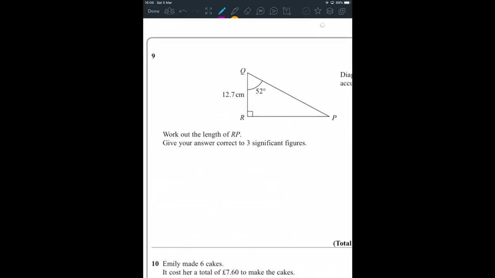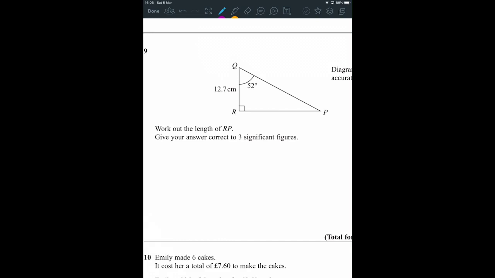Question 9, we have a right angle triangle. We have a side and an angle that's screaming at us. SOHCAHTOA. I'm going to write that at the top of the question before I even read what I need to work out. We want the length of RP. Well, RP is the opposite to that angle. We have the adjacent over here, the 12.7. So we're looking for the ratio which includes opposite and adjacent. Well, that's going to be TOA, tan. So we have that tan 52 is equal to the opposite, which is what we want to work out, divided by the adjacent.